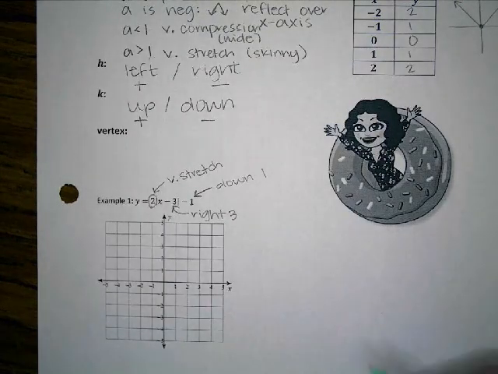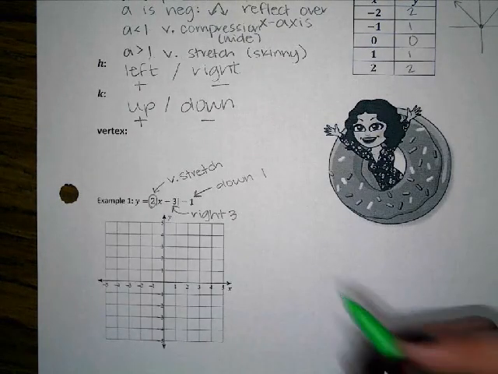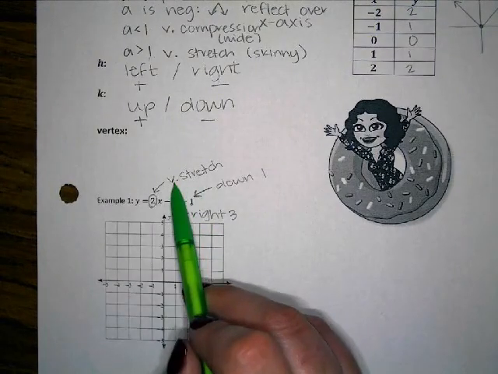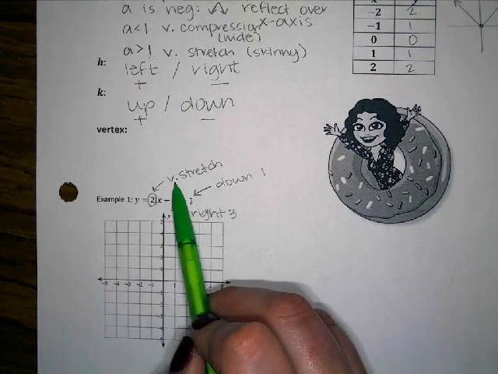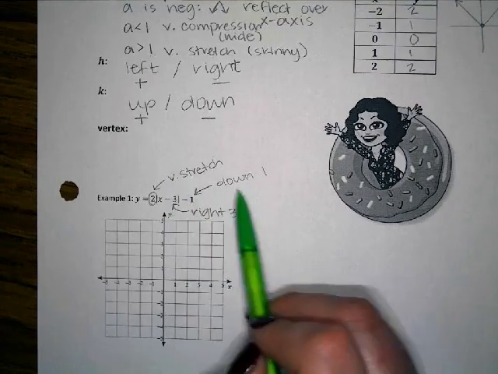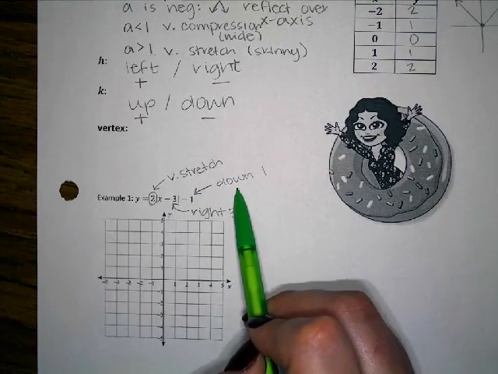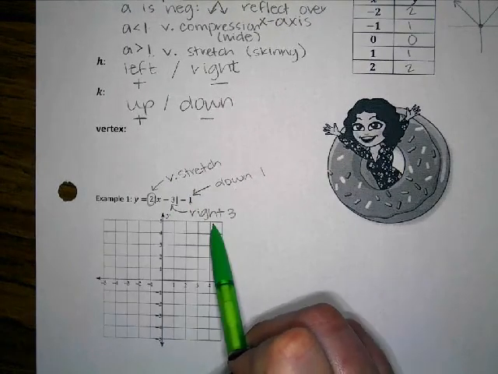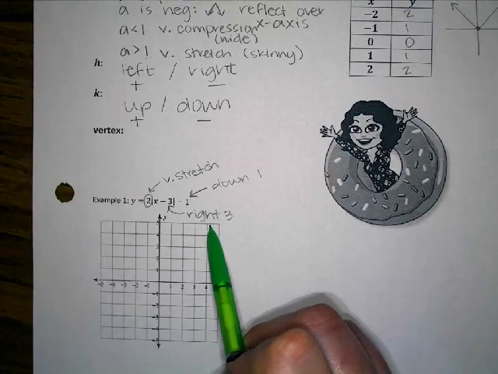Okay, so if we were to compare our graph with the regular V-shaped graph, our graph would be twice as tall, which would make it look skinnier. Our graph would have moved down 1, and our graph would have moved to the right 3 compared to the regular graph.